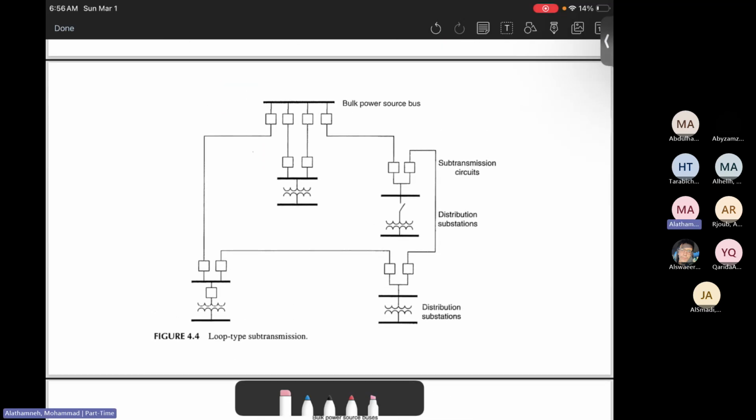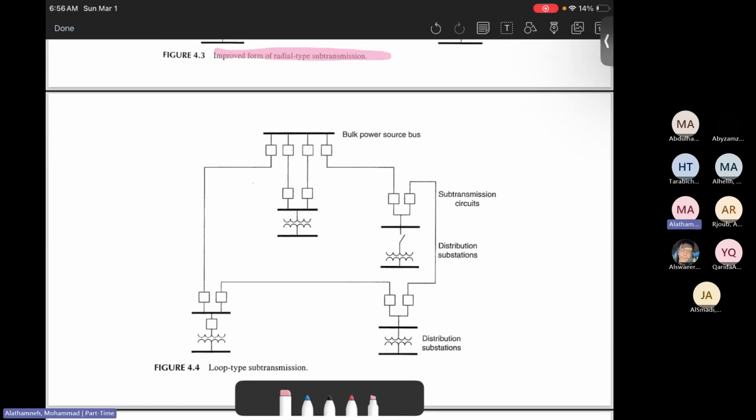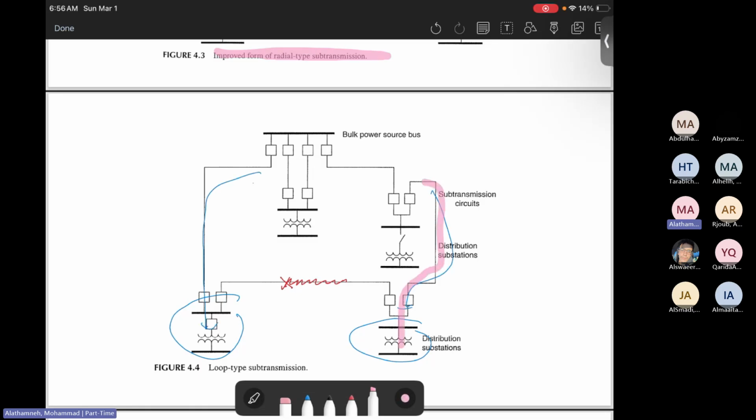How about this one, the loop type? Okay, the loop type like this one. Assume the power is out from this part, so there is no power from here. How can the power supply this unit or this unit? It will come from the other source, from this source, from this source. So even though there is a line outage here, we still have the power from the other lines. That's a good idea.